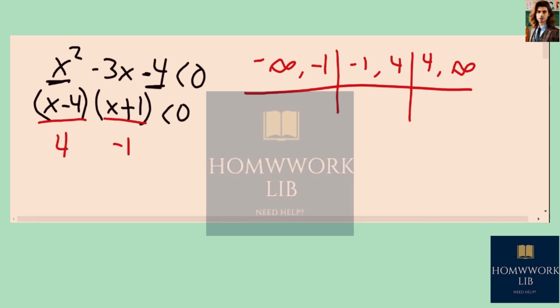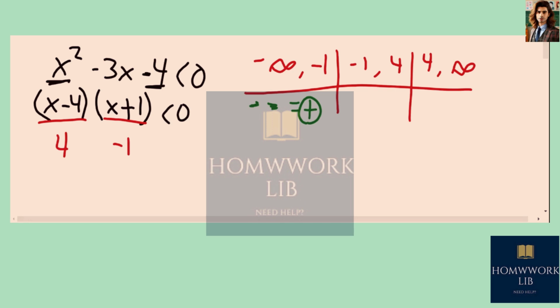So when we plug negative 2 into our factored form, we have negative 2 minus 4, which gives us a negative 6. Negative 2 plus 1 gives us a negative 2. Negative times a negative is equal to a positive. So that we have a net positive.